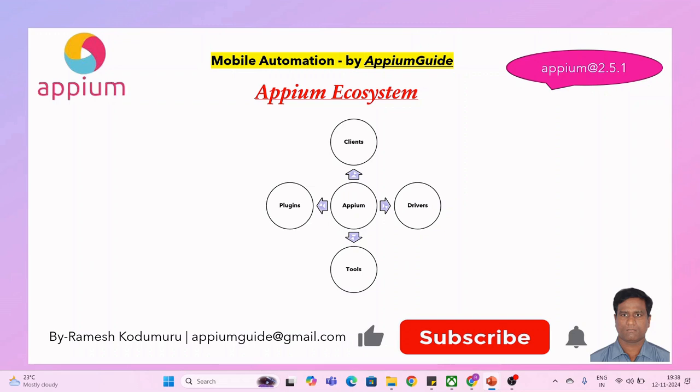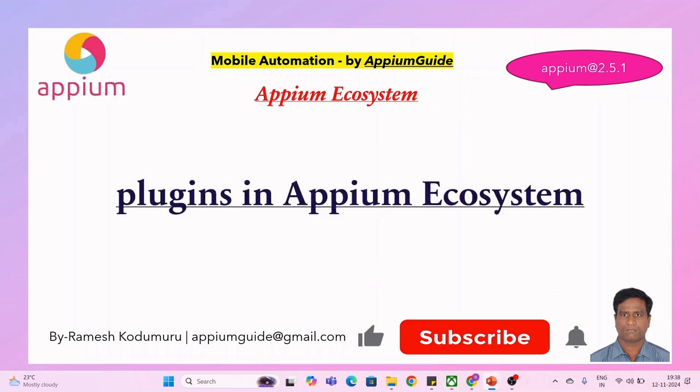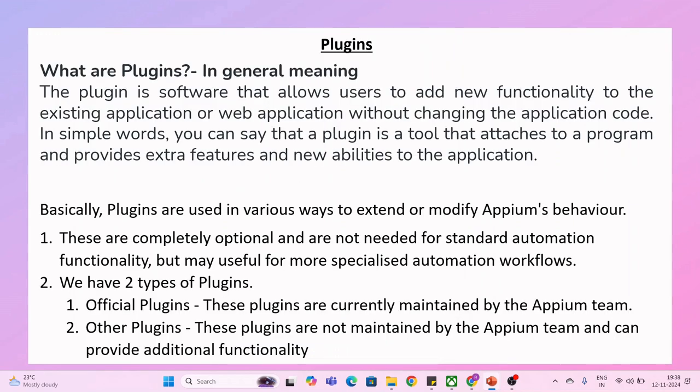As a part of our Appium ecosystem series, today we are going to discuss the plugins in our Appium ecosystem. Okay, see what exactly plugins mean. In general, a plugin is software that allows users to add new functionalities to an existing application or web application without changing the application code. It means it is giving some extra features. It is not affecting our code.